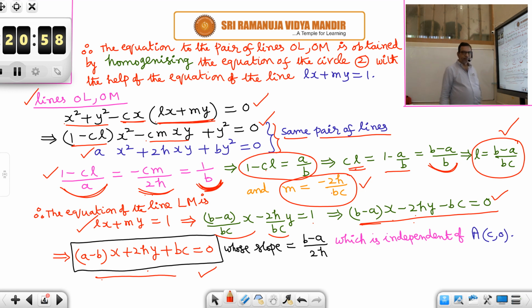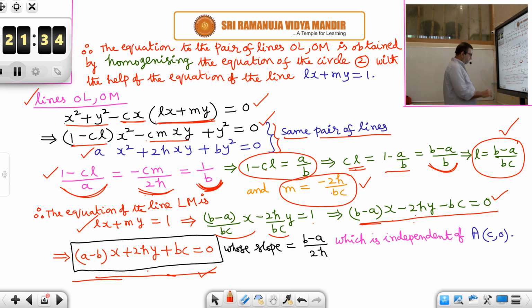See, what is this formula? A pair of lines is given: Ax square plus 2hxy plus by square is equal to 0. From a point A, C comma 0 on the x-axis, AL, AM are perpendiculars drawn to the pair of lines. Then the equation of the line LM is given by this formula: (A minus B) into X plus 2HY plus BC is equal to 0.